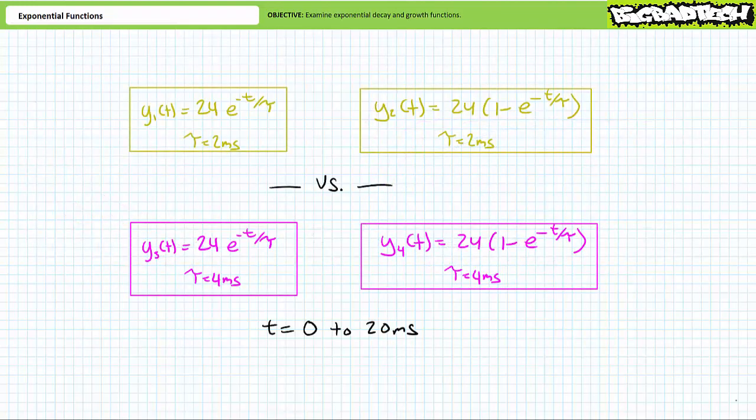If you're up to the challenge, see if you can mentally plot the following functions in the same time scale from t equals 0 to 20 milliseconds. Again, just mentally plot this.